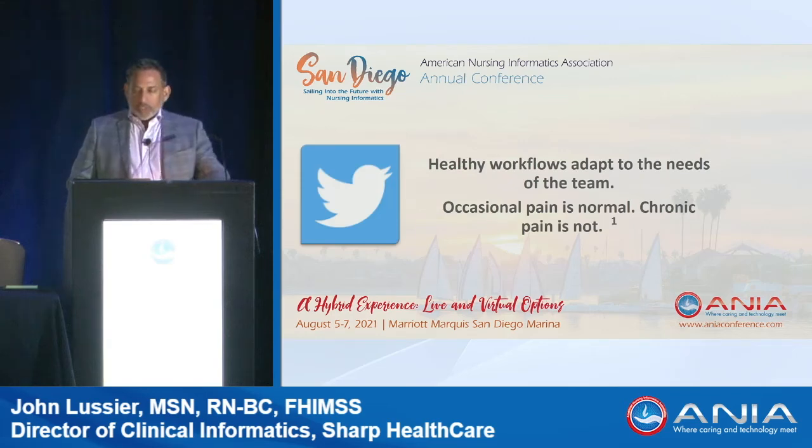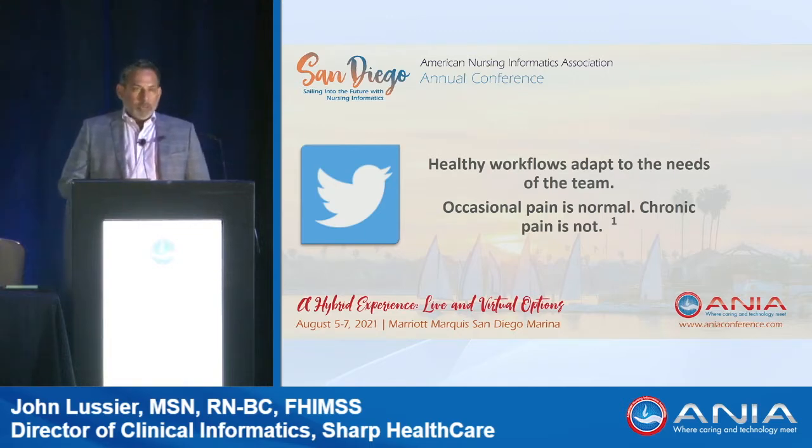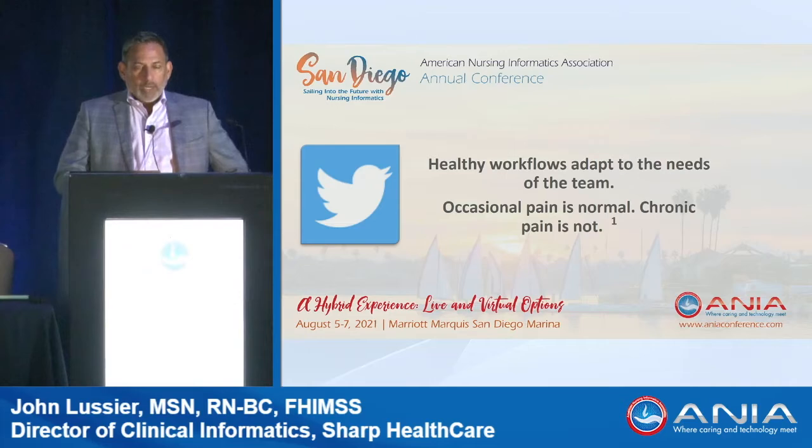So I thought this was a really interesting tweet and it ties in with Agile. It says, healthy workflows adapt to the needs of the team, and occasional pain is normal, and chronic pain is not. So that occasional pain is changing your practice pattern, your outlook, how you see things, or how you change your review of the process. But you shouldn't be constantly doing those things and changing something that you've already changed. So change and then change and then change. It's just getting to a standard that you can recognize and adopt.